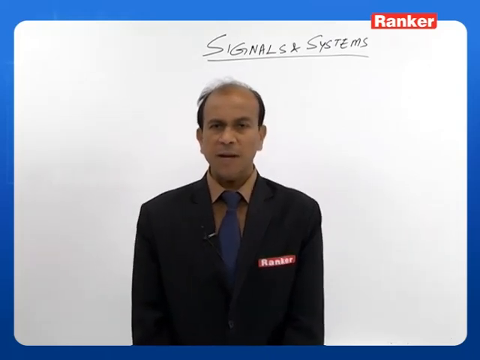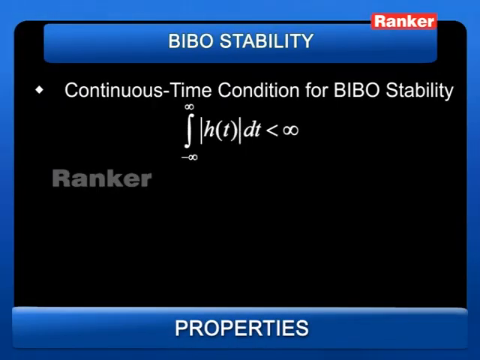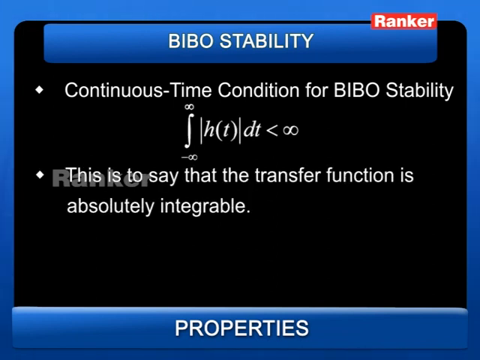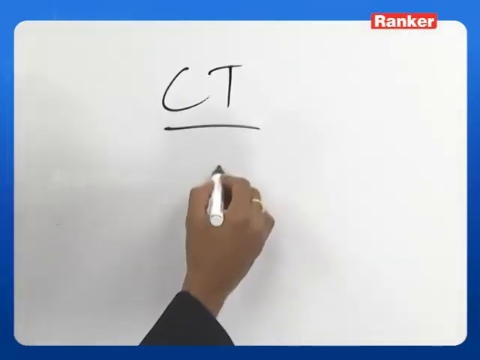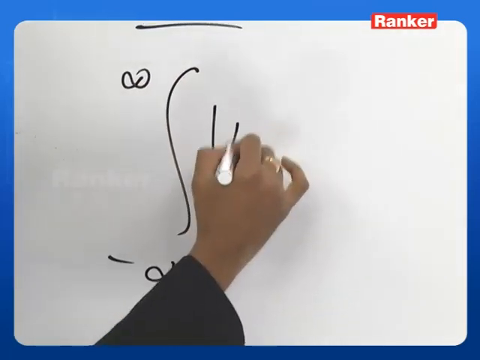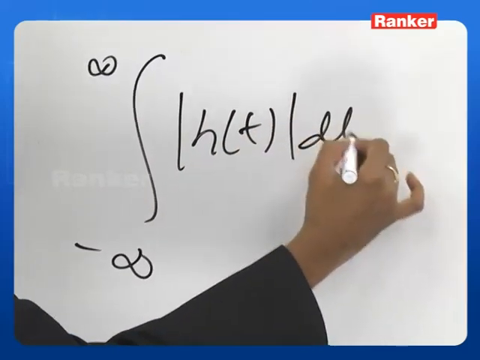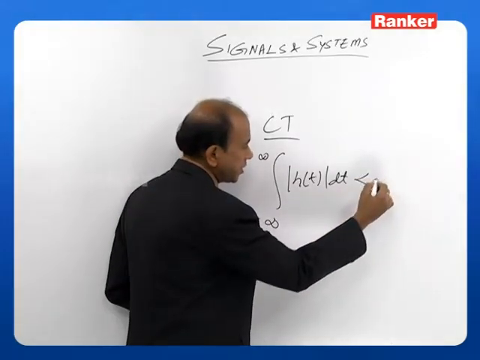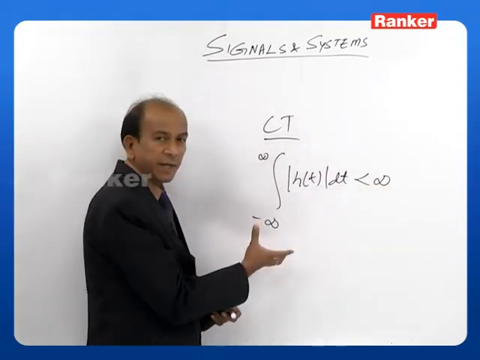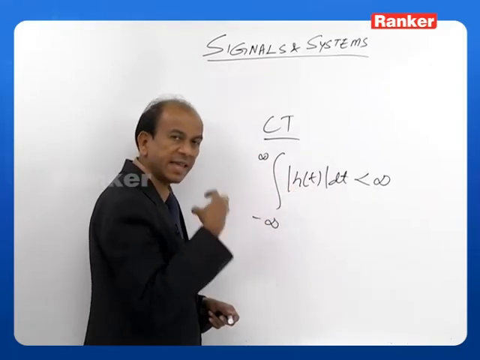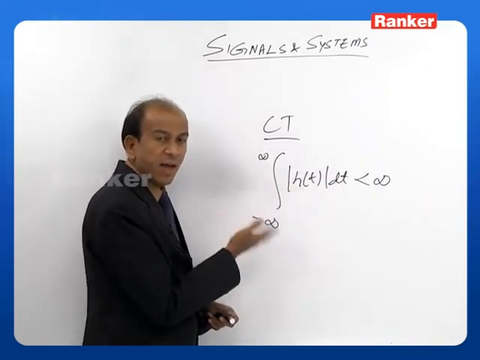So let us look at the continuous time definition for BIBO stability. That means the integral from minus infinity to plus infinity of |h(t)| dt must always be less than infinity. Okay. That means we say the impulse response is absolutely integrable. So let us take this condition here. Let us take a continuous system. Let us say I take this h of t, and when I integrate it, the integral must be less than infinity. In other words, h of t must be absolutely integrable. When the integral is finite only, we say the system is stable. This is in the case of continuous systems.